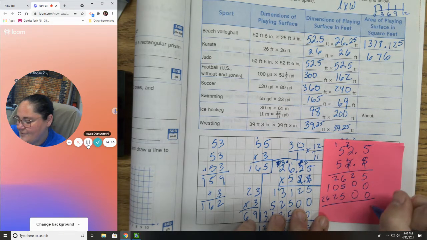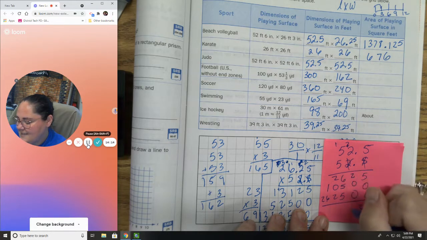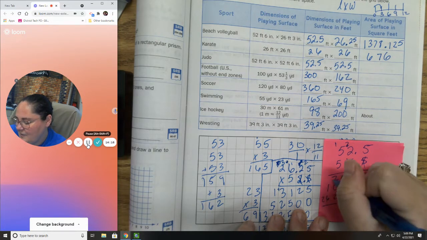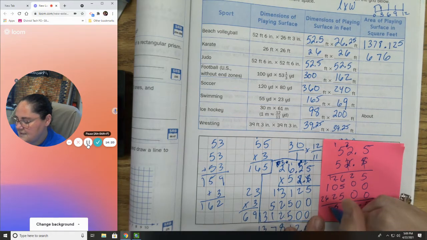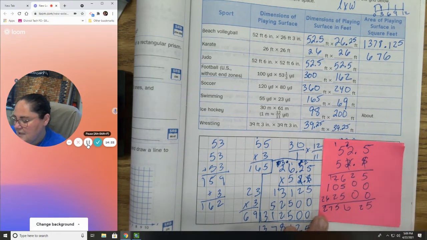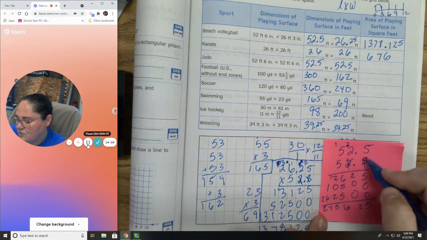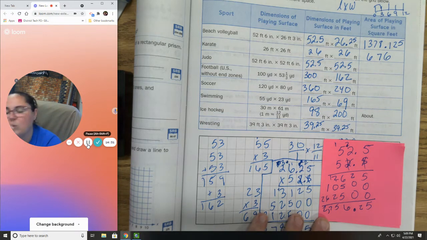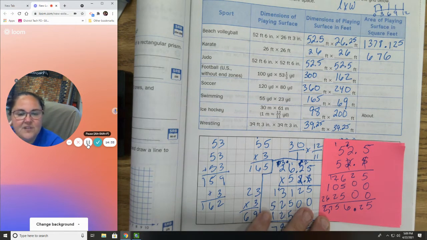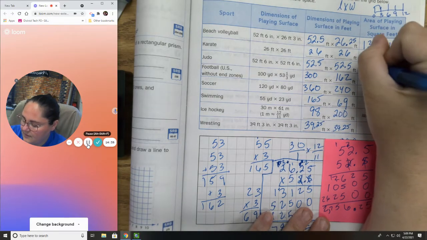Let's add it. 5 plus nothing. 2 plus nothing. 10. That's 16. Carry my 1. 2, 4, 5. 7, and 2. Now, I know that I need to move my decimal 2 places. So my answer would be 2,756 and 1/4, or 2,756.25.